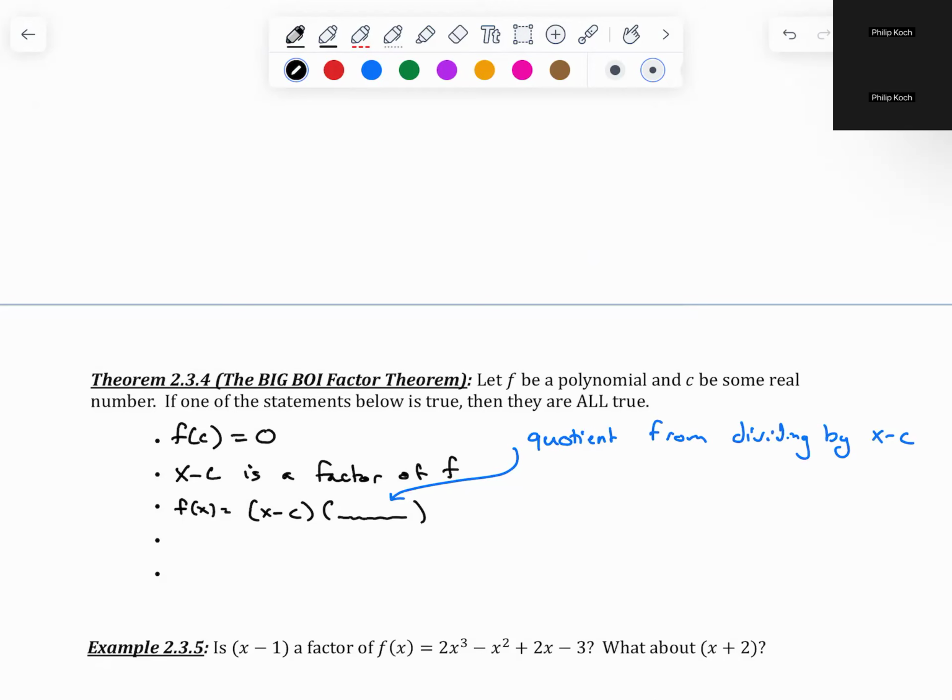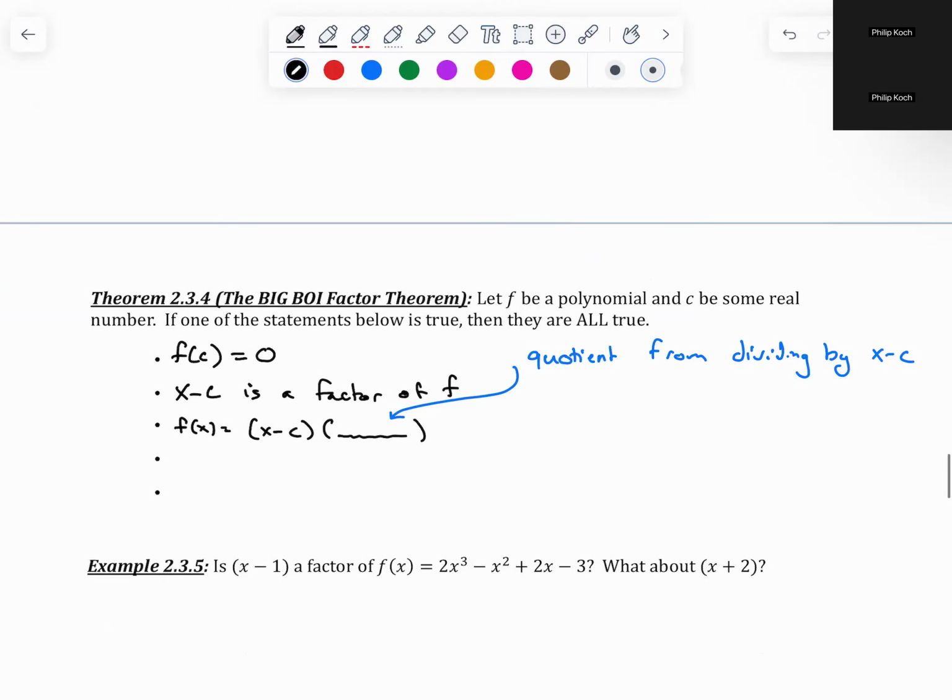And then the other two. This one's just the original factor theorem, that x equals c is a root or zero. And then the last one is that f of x divided by x minus c has remainder 0.